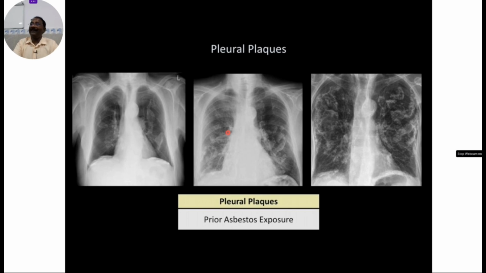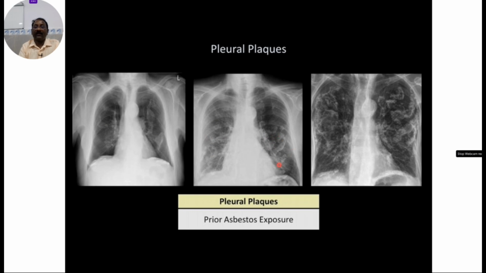See the pleural plaques. Pleural plaques, asbestos exposure, so pneumoconiosis. See, these are all the pleural plaques. Those people who are working in the mines, asbestos mines, the typical X-ray will be like this. So these are all because of the pleural plaques. See, in this also you can appreciate. This is the pleural plaque. Here also you can appreciate. Here, these are the pleural plaques.